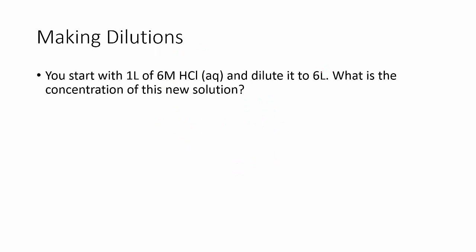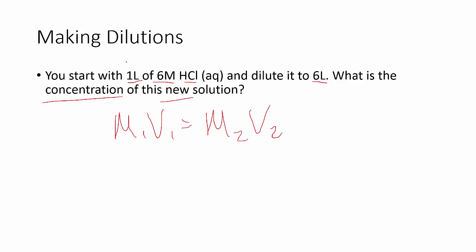Sample problem. You start with 1 liter of 6 molar HCl and dilute it to 6 liters, and it wants to know what is the concentration of this new solution. So we go to our equation, M1V1 equals M2V2. It says you start with, so that is our initial volume and our initial molarity, and we make a new volume, so that's V2. It wants the concentration of the new solution, so it's asking for M2.